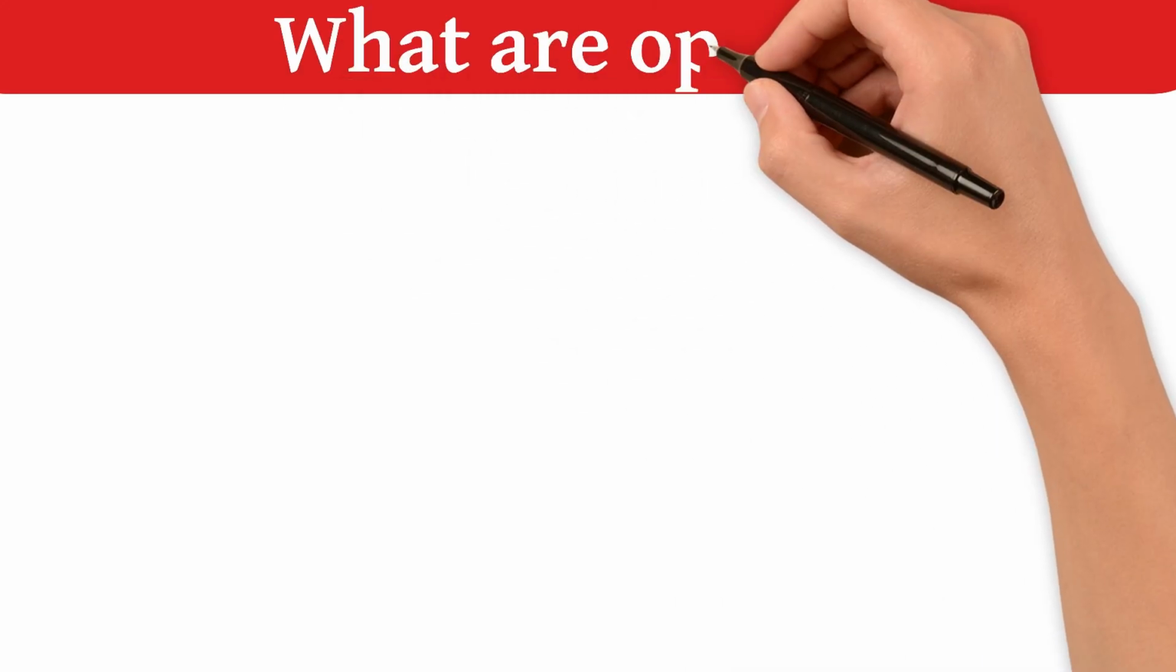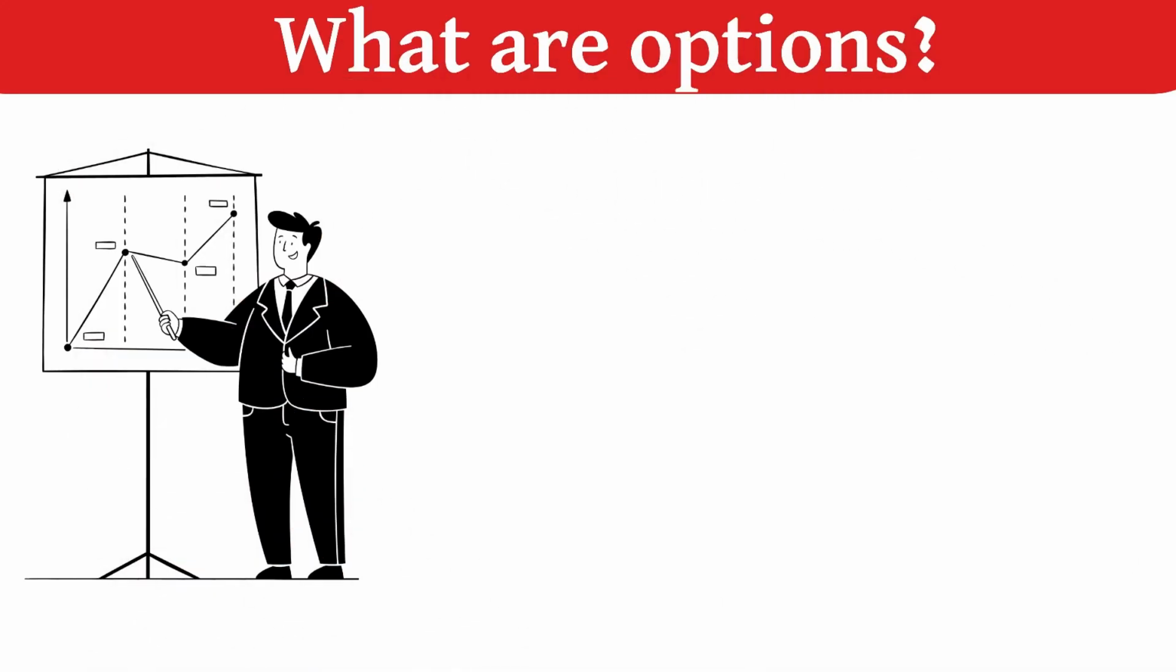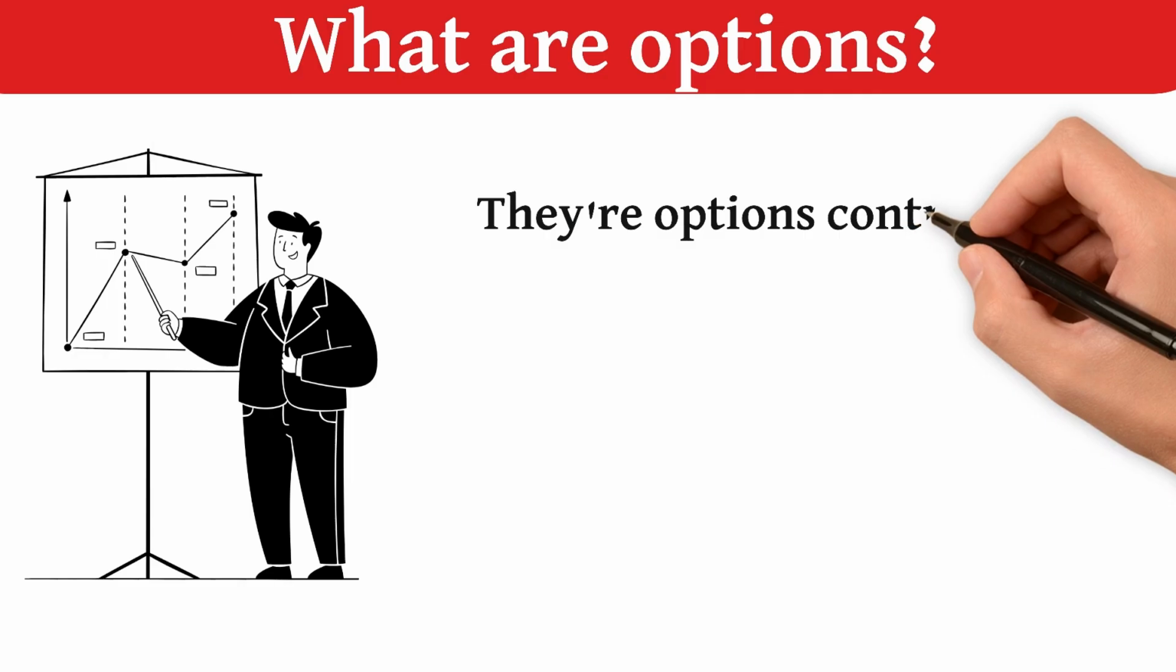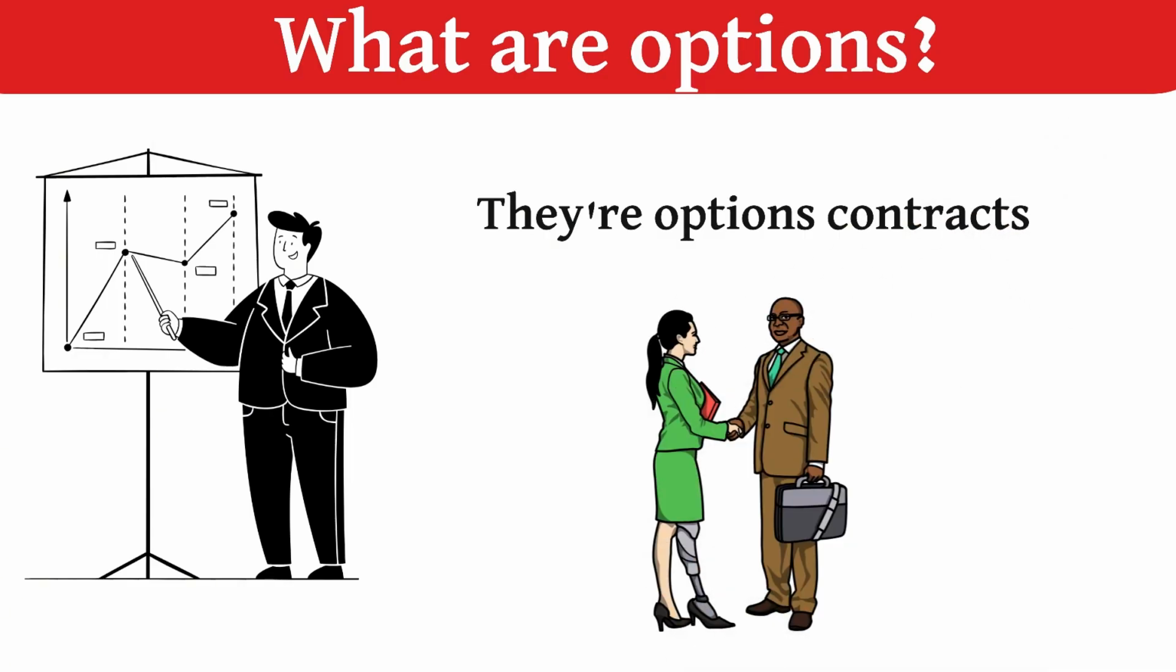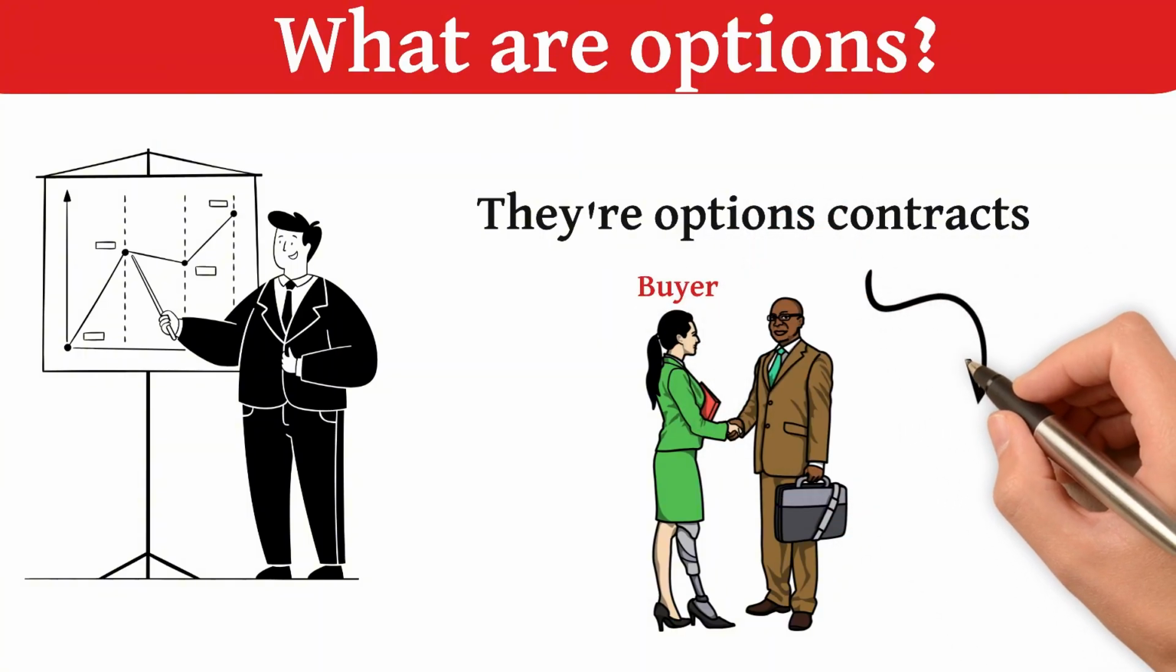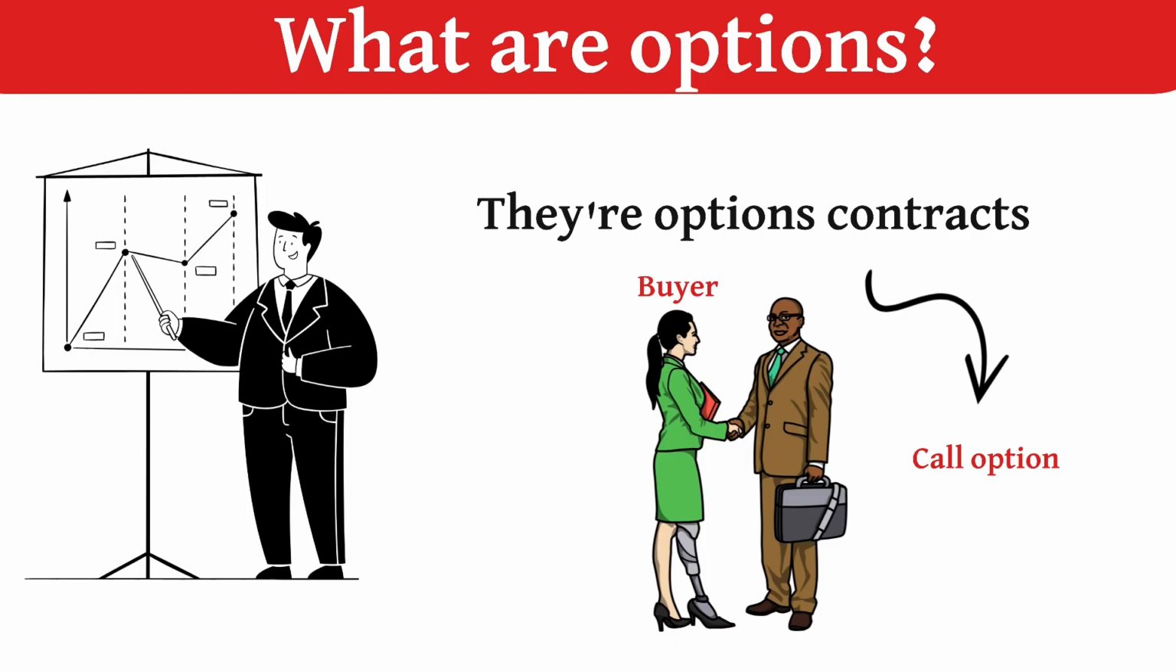So let's break this down. Options are simply contracts. They're options contracts. It's essentially a deal between you and another person. So in this example, you will be the buyer of the option contract. This is a call option.